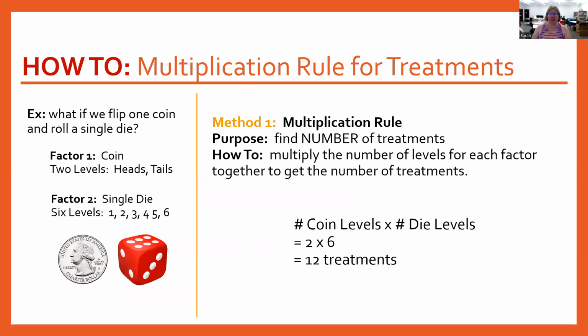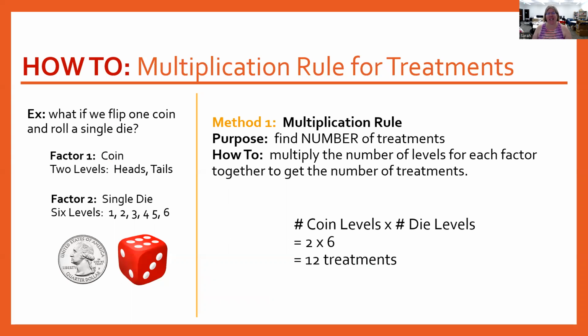The first thing we're going to look at is the multiplication rule. If someone just wants to know the number of outcomes or the number of treatments, this is the fastest way to get there. The way that it works is you multiply the number of levels for each factor. The coin has 2 levels, and the single die has 6 levels. So 2 times 6 will give me 12 treatments total. The multiplication rule works really great if all you need is the total number of treatments.